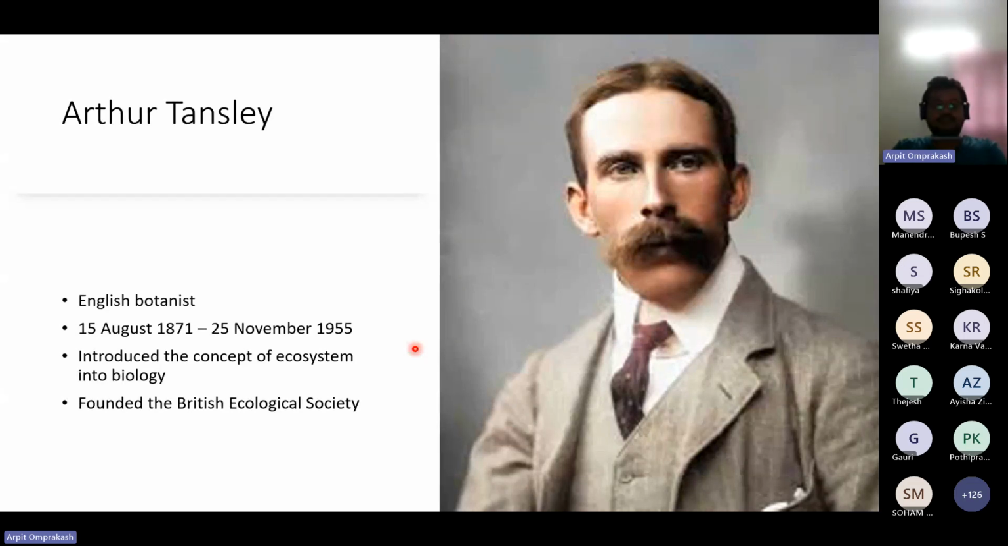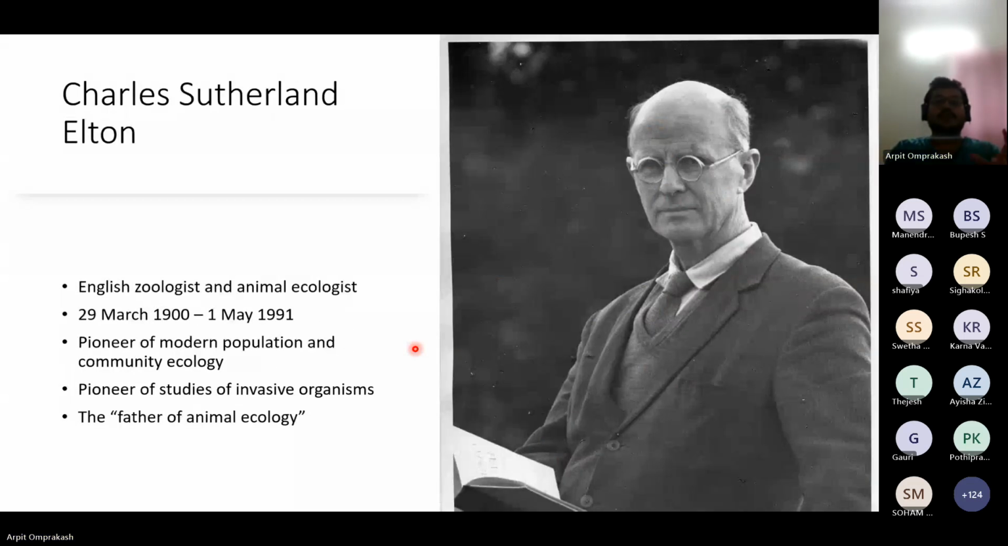So Arthur Tansley was the person who introduced the concept of ecosystem into biology, and he also founded the British Ecological Society, which was one of the first societies that focused on ecology and the promotion of the science of ecology. Next, we have Charles Sutherland Elton, who was an English zoologist and animal ecologist. He is a pioneer of modern population and community ecology, and a pioneer in the study of invasive organisms, and is also known as the father of animal ecology.